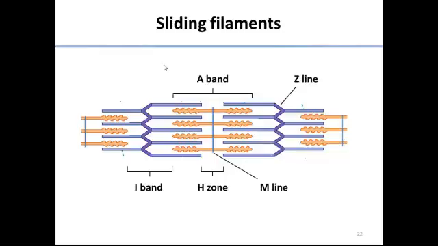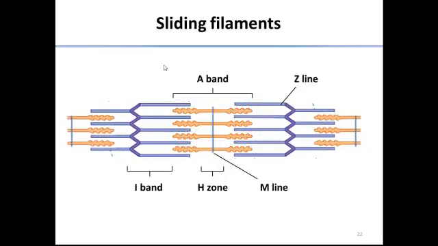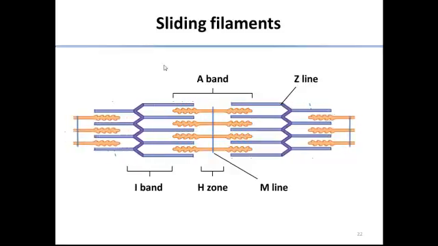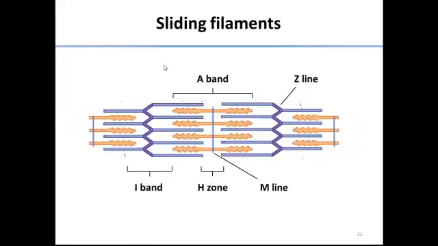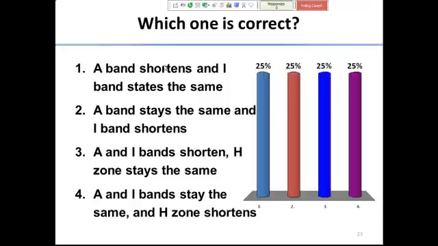So let's look at the animation. The filaments themselves do not shorten, but the band size might change. The A band doesn't change, but the H zone and I band shorten. So if we look at this picture, only number 2 is correct. The A band stays the same and the I band shortens.